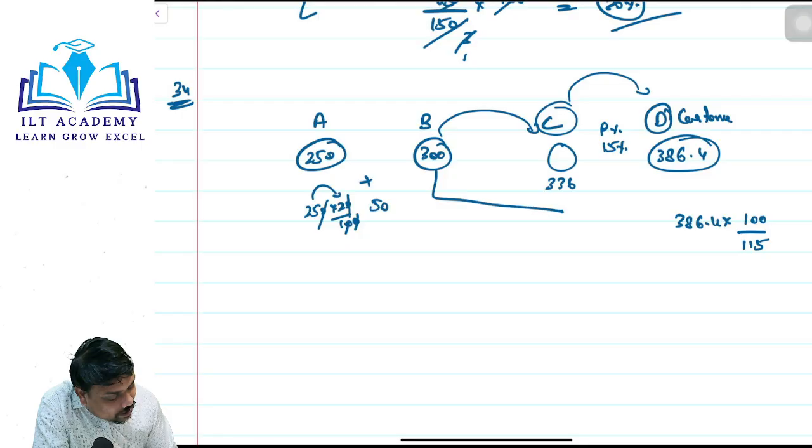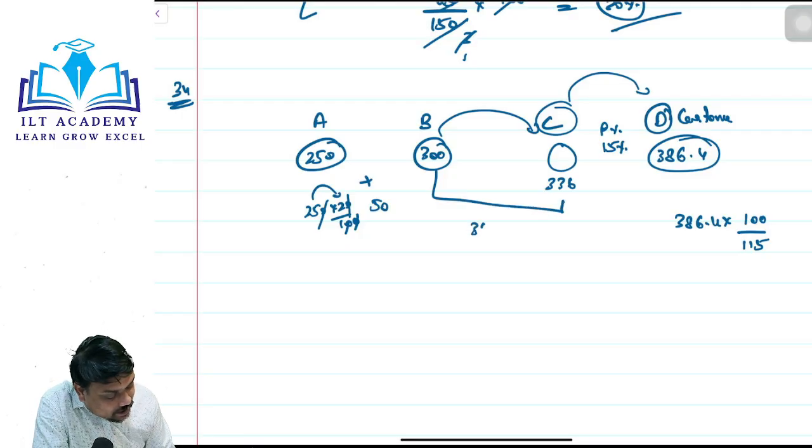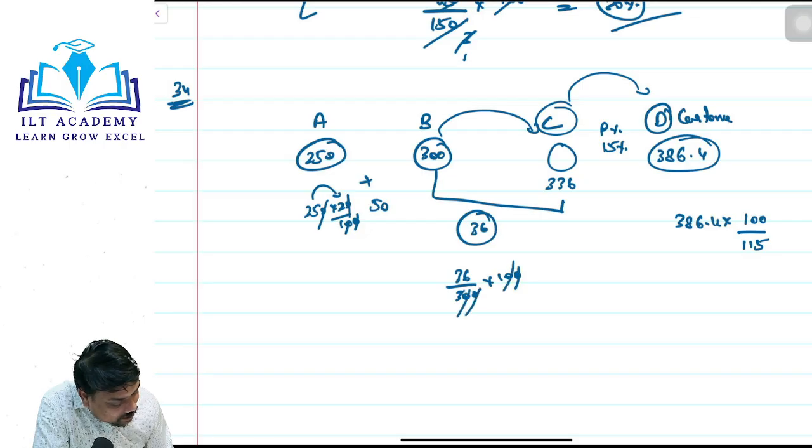336. सो इनका प्रॉफिट कितना है B2C के बीच में ट्रांजैक्शन? 36. यू कैन सी 336 प्लस 15% करो 386.4 आ जाता. सो हियर 36 इज द प्रॉफिट. सो 36 डिवाइड बाई 300 इंटू 100, 0 0 कैंसिल, 3 1 ज़ा 12. आंसर इज 12%. खत्म.